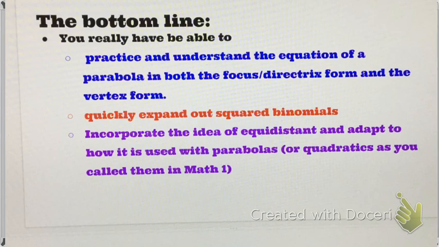And then we're incorporating this idea of equidistant. And, you know, we've worked with the distance formula earlier in the unit. Now we're saying that there's two distances that are equal. And just like the circles, finding the radius, that was only one radius. Now we're finding two distances. And we're adapting that concept using parabolas. Or quadratics, that's what you call them in Math 1. When you work in algebra, you're calling them quadratics. We're calling them by the shape that they are, parabolas, because we're doing geometry.